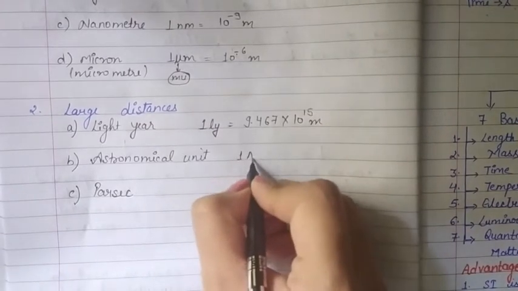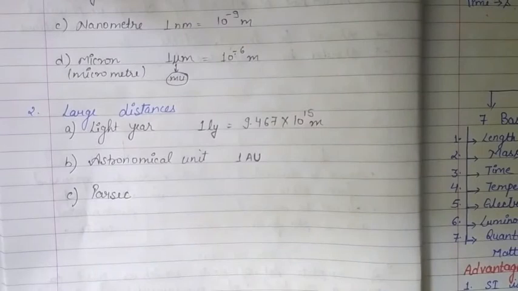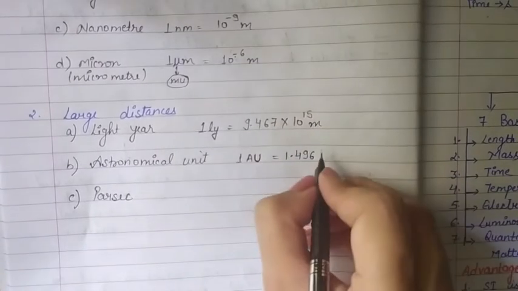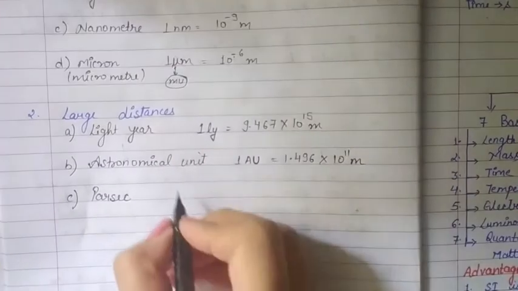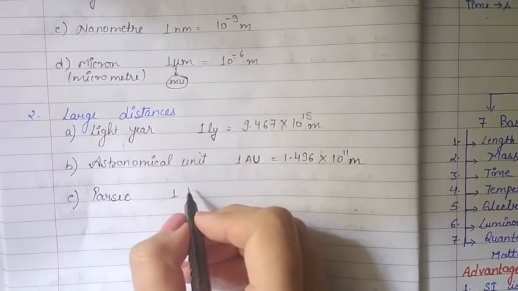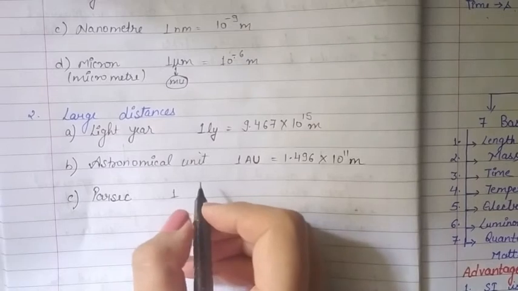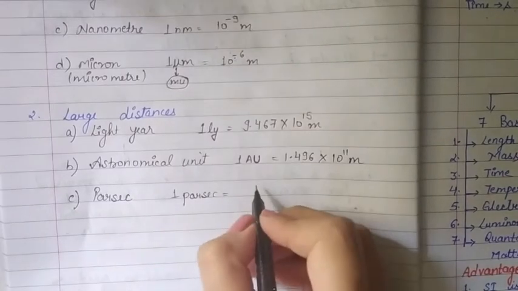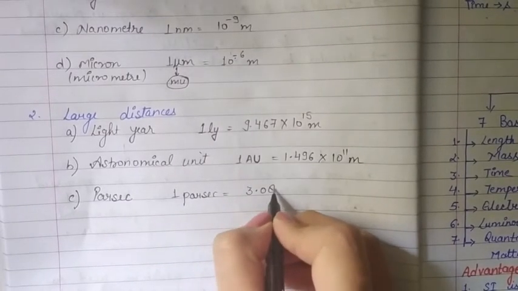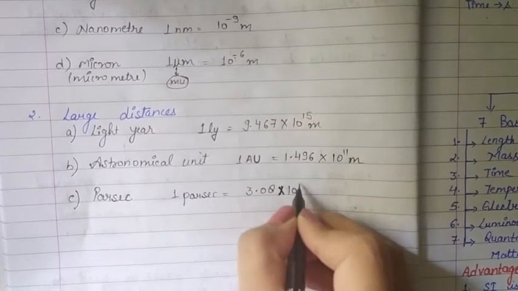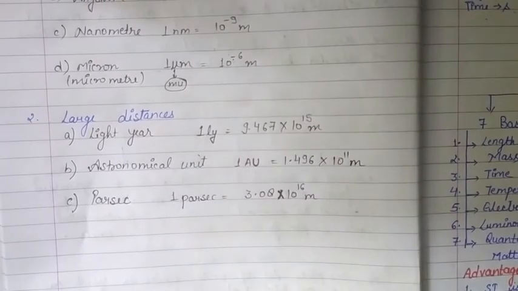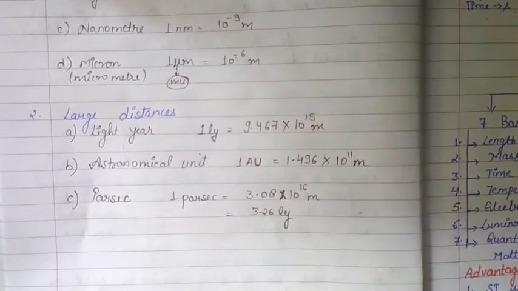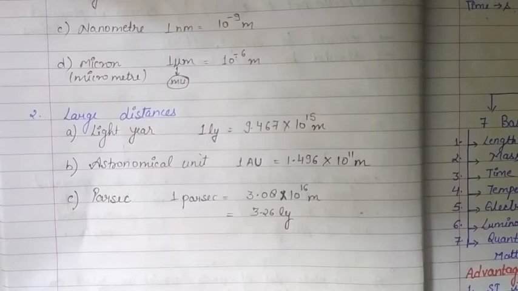1 astronomical unit, it is represented by AU. 1 astronomical unit is equal to 1.496 into 10 to the power 11 meter, and 1 parsec, or sometimes we call it parallactic second, is equal to 3.08 into 10 to the power 16 meters, or 3.26 light years. In terms of light years, it is equal to 3.26 light years.